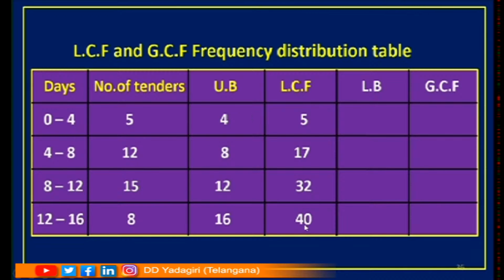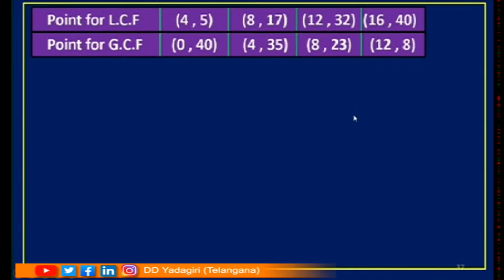And children, how did we get this LCF? It is very simple. First one is 5, the first frequency. 5 plus 12, 17. 17 plus 15, 32. 32 plus 8, 40. Like this we have to prepare LCF. Now, how to prepare GCF? Yes, the lower boundary of the last class is 12 and the frequency is 8. Next 8, 23, 4, 35, 0, 40. 8 plus 15, 23. 23 plus 12, 35. 35 plus 5, 40. So, this is the LCF and GCF distribution, and for this let us draw the graph.